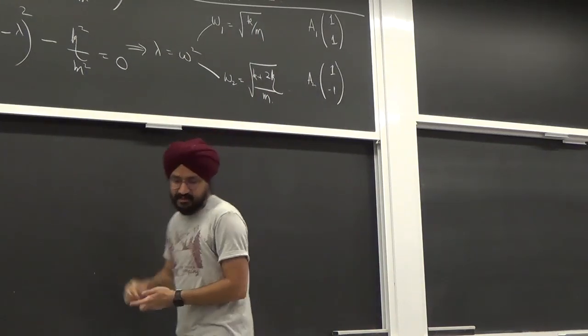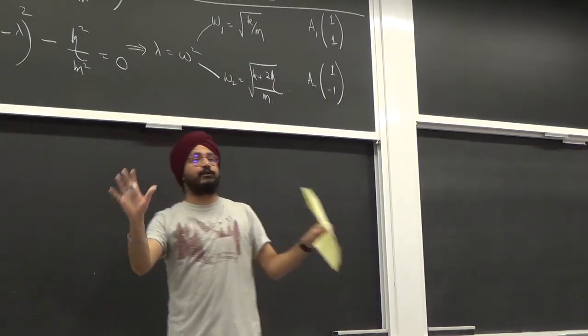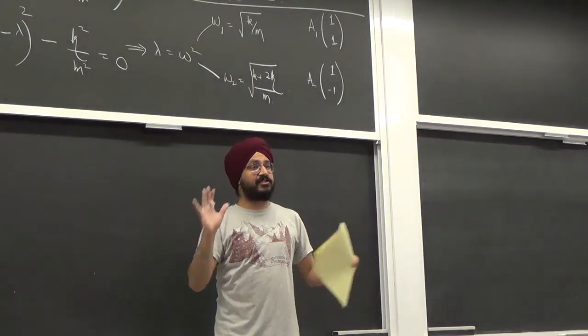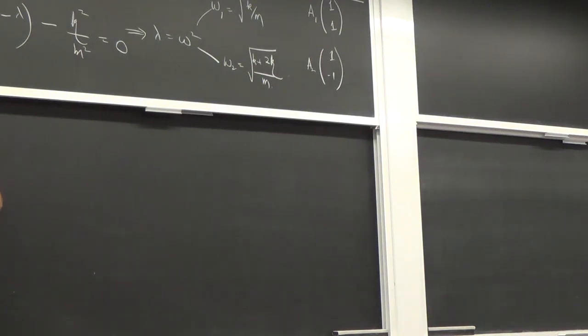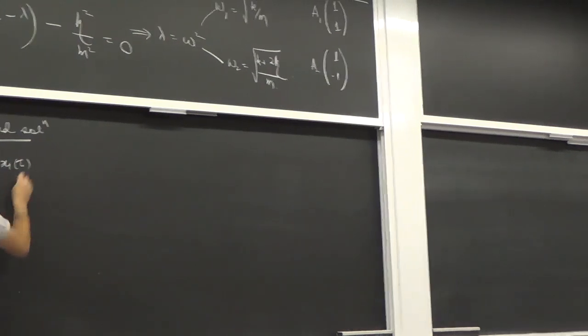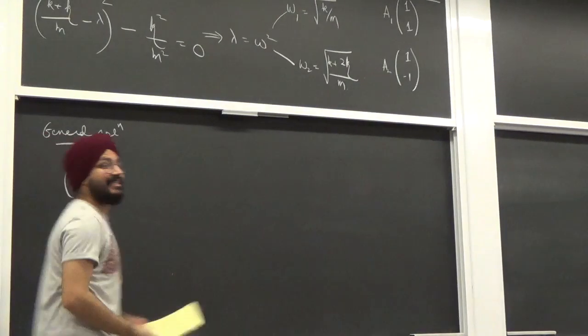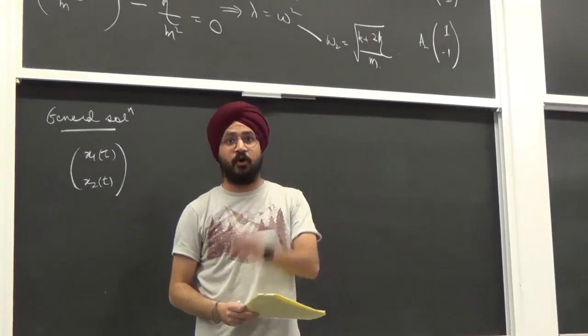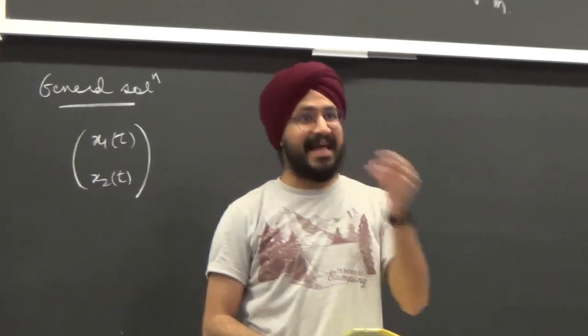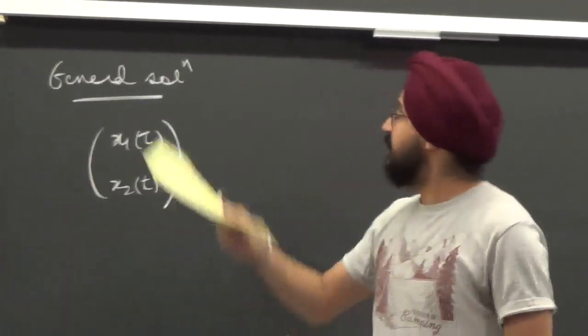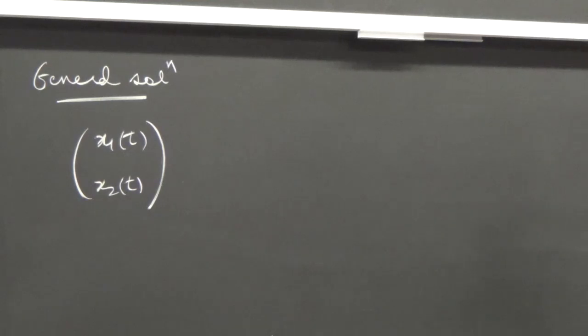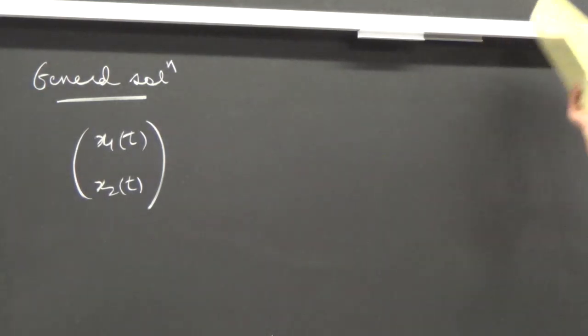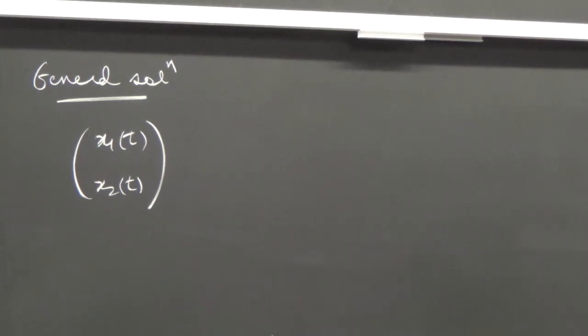And the beauty of math tells me that the general solution for x1 and x2, x1 as a function of time, x2 as a function of time, is a linear combination of my normal modes. In more mathy language, if you remember from linear algebra, the eigenvectors of a matrix with distinct eigenvalues span the space. They are enough to make any vector in that space. You can just add them to make any other vector.